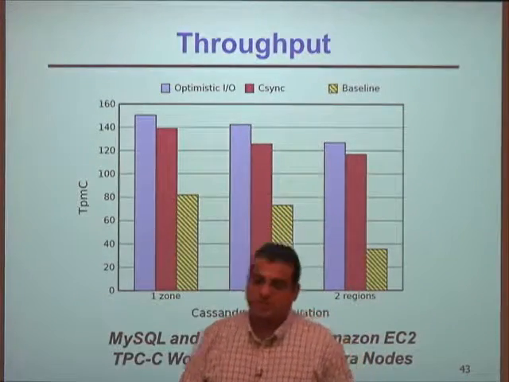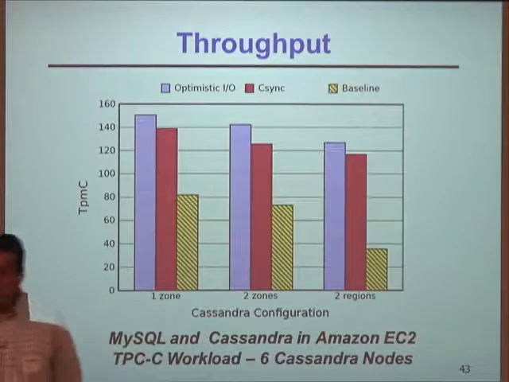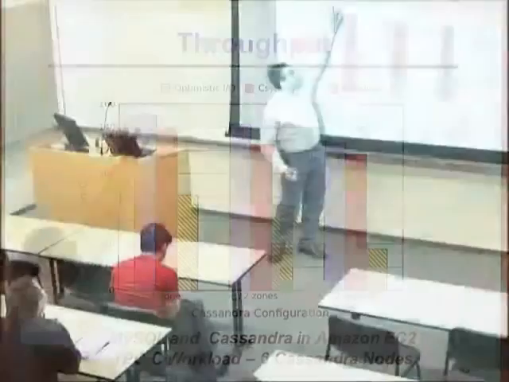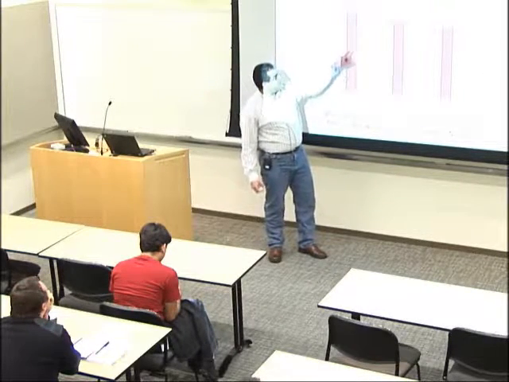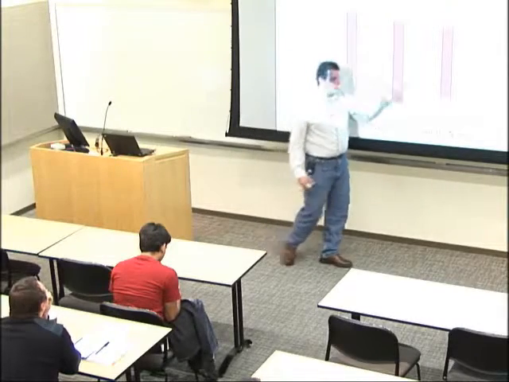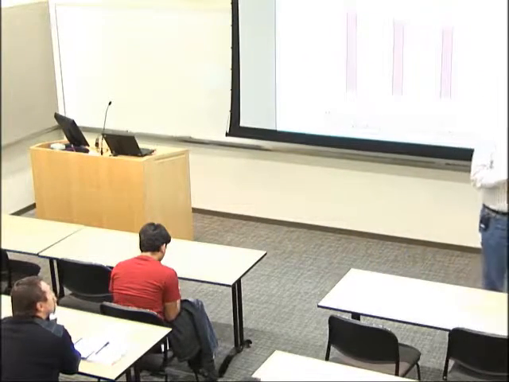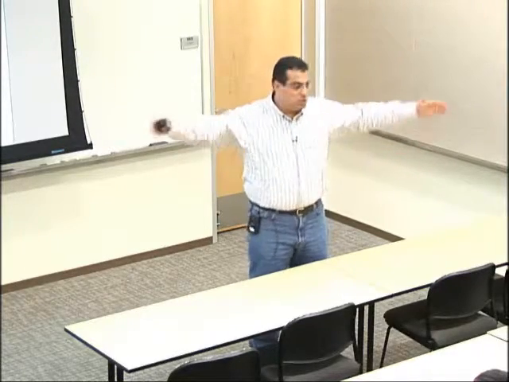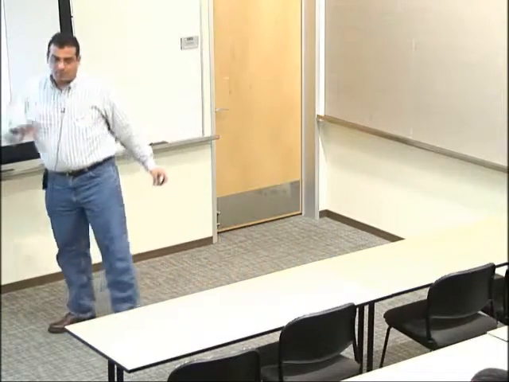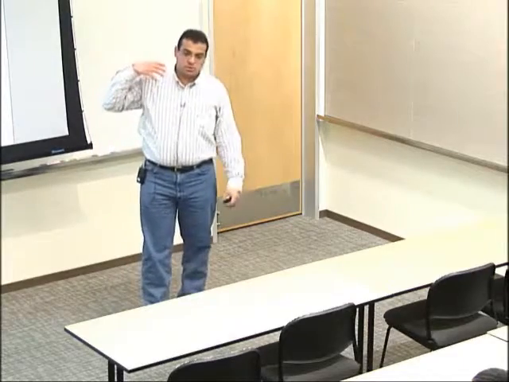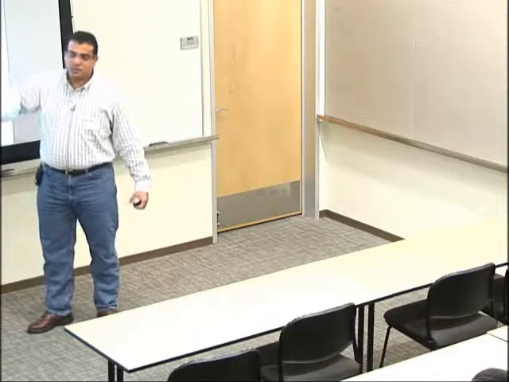But optimistic I/O is not safe. Now, if we bring back safety by using C-sync, we pay a little bit of performance penalty, but this performance penalty is not that high. Now, the difference between the yellow bar and the red bar becomes bigger if our six Cassandra nodes are divided among two availability zones in the same geographic region. And it becomes even bigger when we are replicating in two geographic regions, US East and US West. So basically, one way to look at this work is that we're enabling you to run MySQL on Cassandra and get the red performance instead of the yellow performance if you're running in two regions.